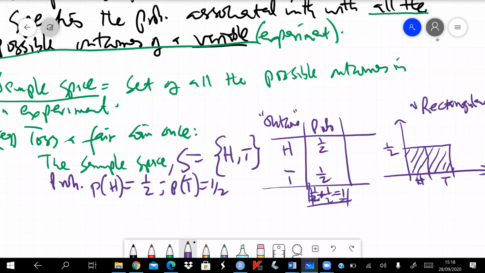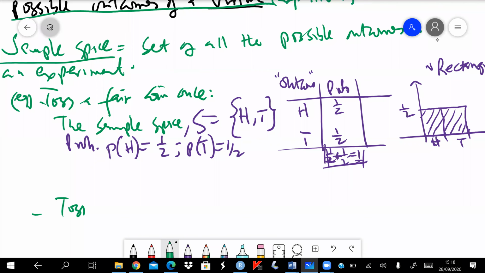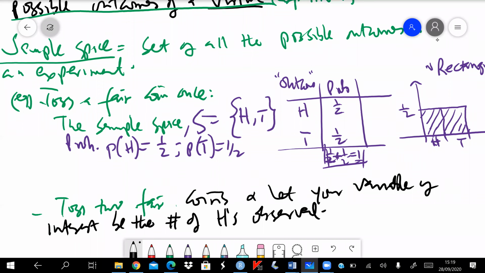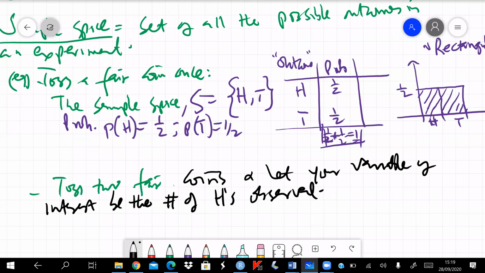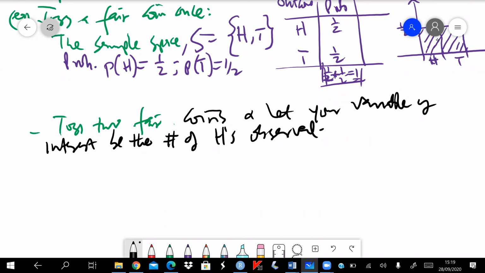Now, let's have another illustration. Suppose you toss 2 fair coins, and let your variable of interest be the number of heads observed. So here we are defining a variable X as the number of heads observed. Okay, so let's list the sample space.